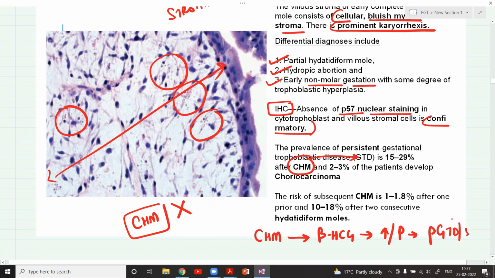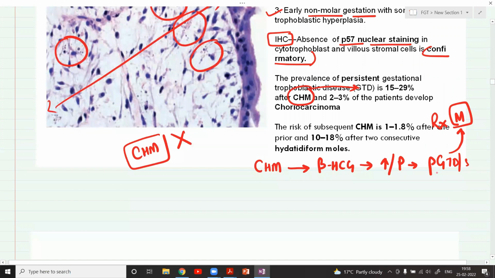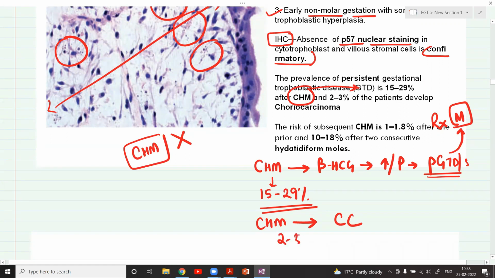Now let me see if you remember. What is the treatment for persistent gestational trophoblastic disease? Very good. A single-dose chemotherapy, methotrexate, is the drug of choice for this therapy. So what percentage is going to become persistent? The WHO has stated that around 15 to 29% can become persistent in nature, and some percentage of complete hydatidiform mole might also get converted into choriocarcinoma. What percentage? 2 to 3% only.